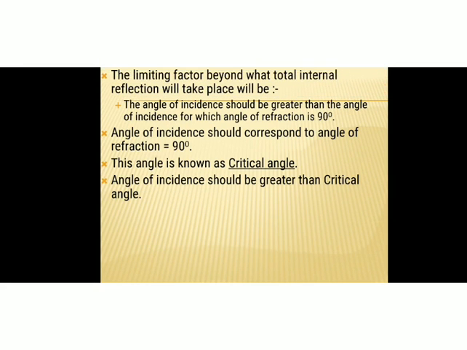See, critical angle is the angle of incidence where the angle of refraction becomes equal to 90 degrees. What is the limiting factor beyond which total internal reflection takes place? The limiting factor is that the angle of incidence should be greater than the angle of incidence for which the angle of refraction is 90 degrees. That means the angle of incidence should be greater than the critical angle.